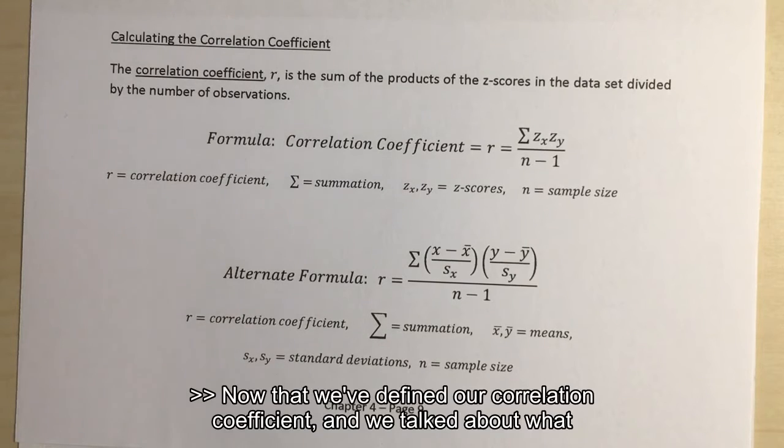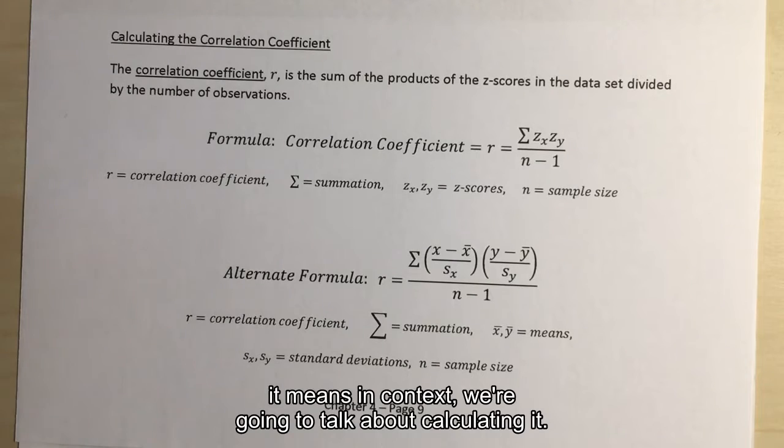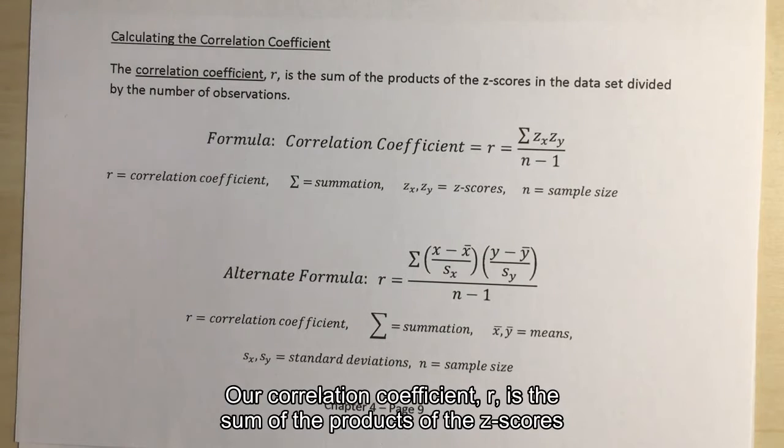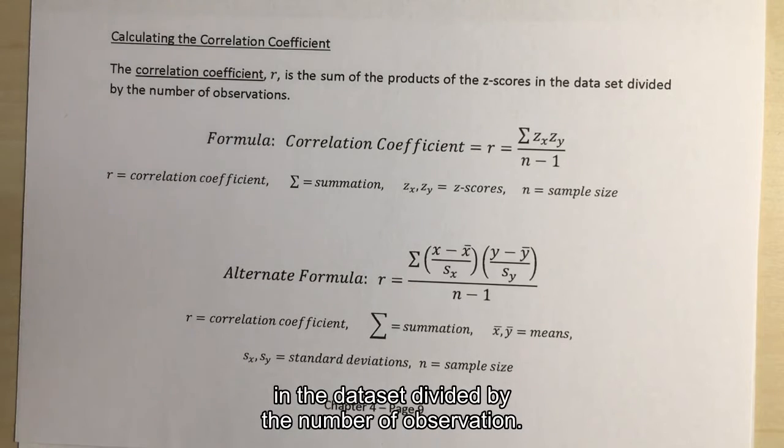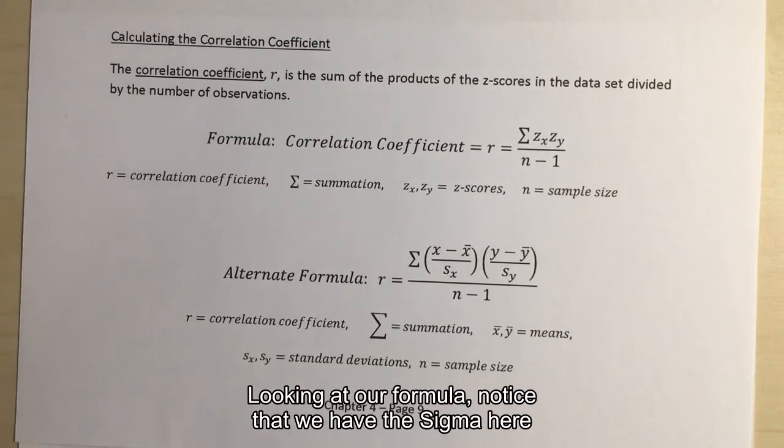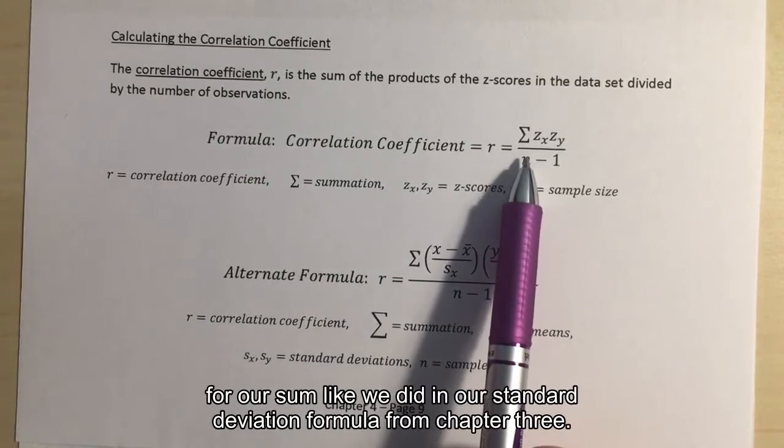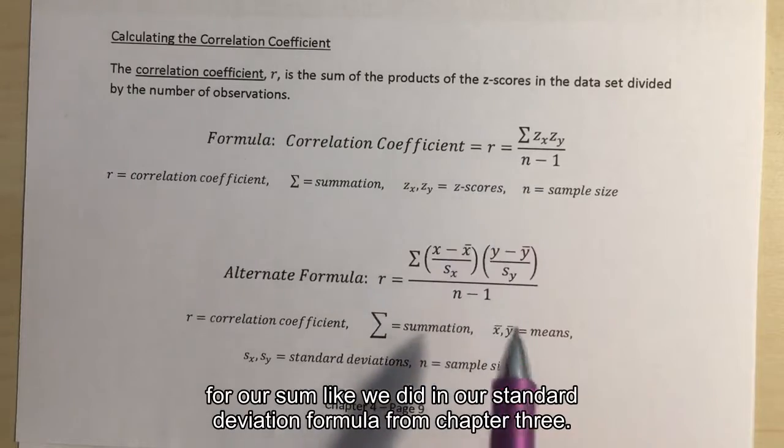Right, so now that we've defined our correlation coefficient and talked about what it means in context, we're going to talk about calculating it. Our correlation coefficient r is the sum of the products of the z-scores in the data set divided by the number of observations. Looking at our formula, notice that we have the sigma here for a sum, like we did in our standard deviation formula from chapter 3.